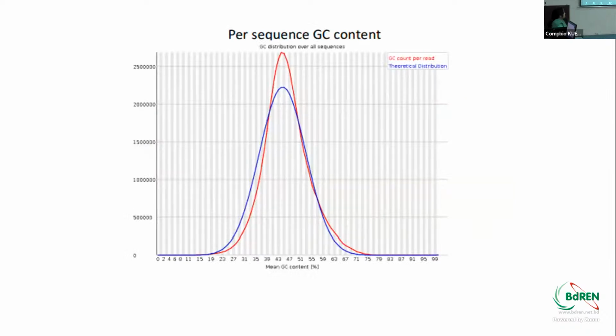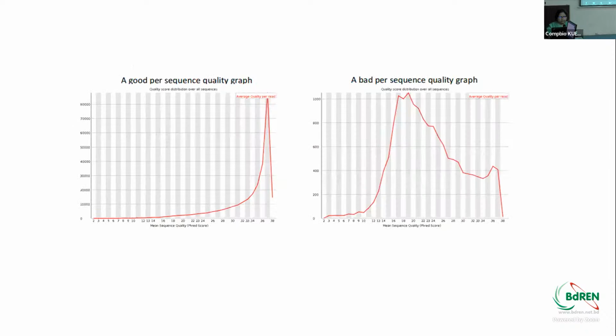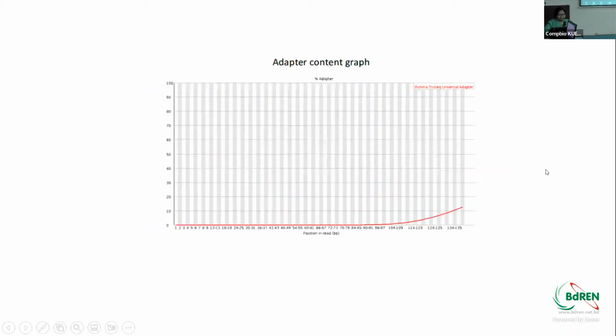For per sequence GC content, the ideal would be the blue one, the normal distribution, and this one is actually a good score because its GC content distribution is near the ideal one. So that is a good per sequence quality graph. The per sequence quality graph can also be assessed, and here we can see how a bad sequence will look.